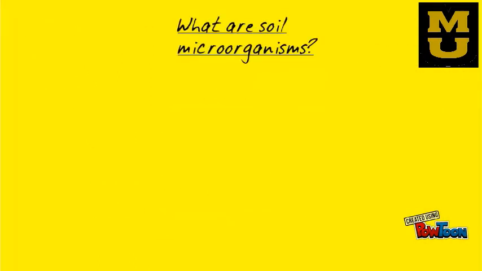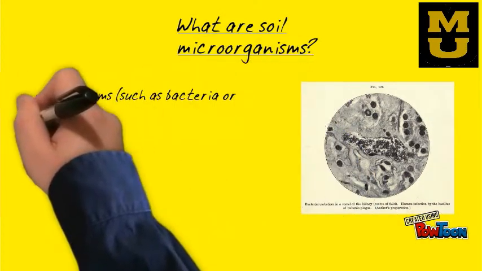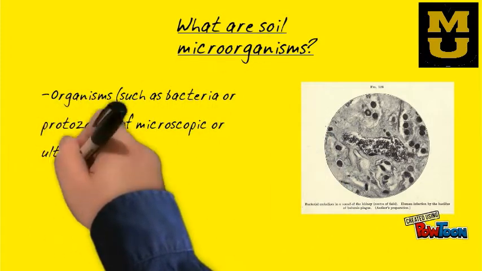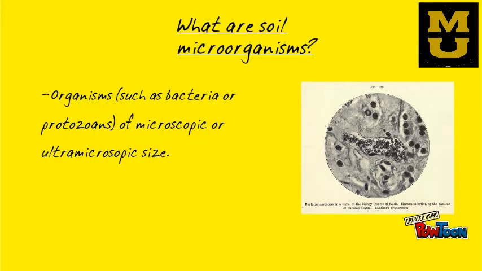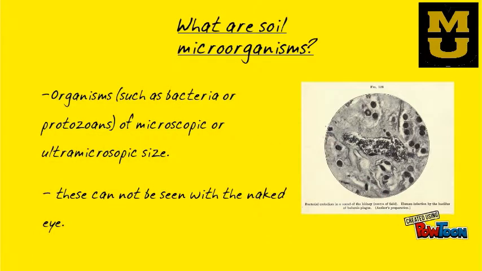What are microorganisms and which are associated with the soil? Microorganisms are organisms such as bacteria or protozoans of microscopic or ultramicroscopic size. These cannot be seen with the naked eye.